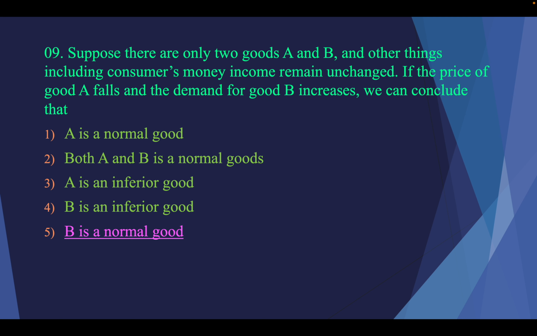A is an inferior good? No, inferior good is also under income elasticity. B is an inferior good and B is a normal good. Okay, here they mention if the price of A falls and the demand for good B increases. Okay, demand increases. Somewhere else they mention that the income of B decreases and demand increases. No, income does not decrease. So we cannot take it as the inferior good. So we can get it as a normal good. The income is constant, but the demand increases. Okay, that is the way you have to find out the answer.